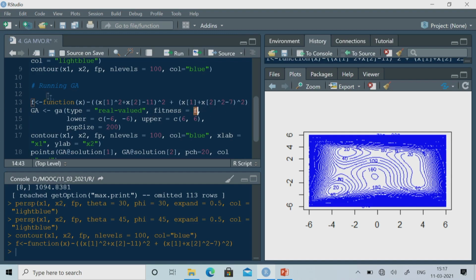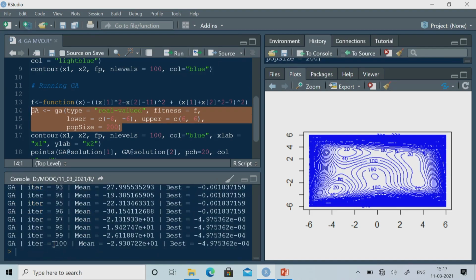So, this is a maximization problem now, and then you have to define lower bound and upper bound. So, lower bound is minus 6 and minus 6, that means for x1 it is minus 6, for x2 also it is minus 6, and upper bound is plus 6 and plus 6, and population size I have defined 100. If I do not define, then the default value will be taken. Okay. So, let us run this particular line.